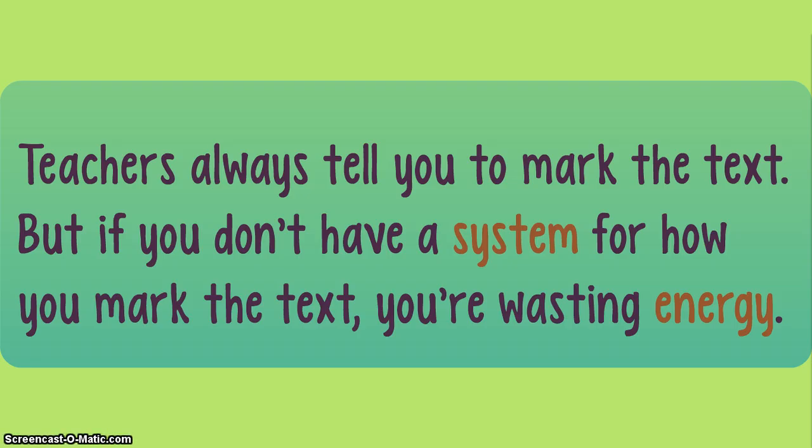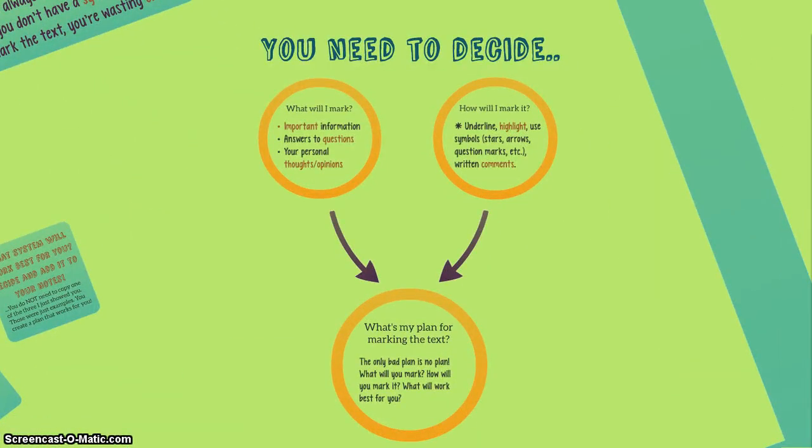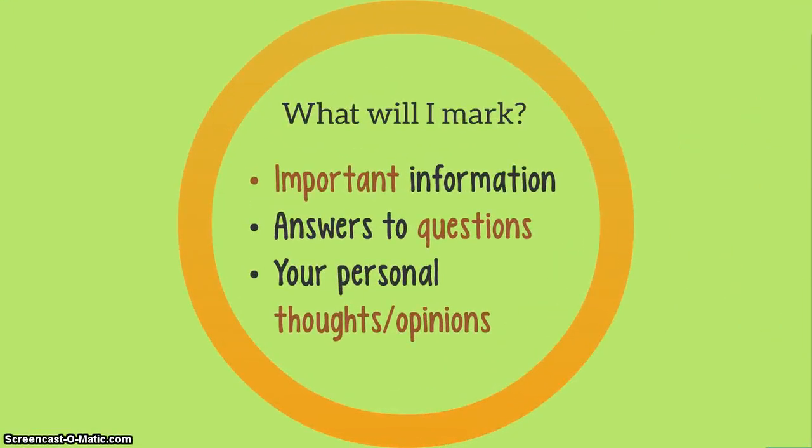So when you think about coming up with a plan for this, there are two things you've got to keep in mind. You've got to think about what you are going to mark and how you are going to mark it. When it comes to what you're going to mark, there are a couple of different options. This is all just giving you the different options that are available. You don't have to do all of these. You can do one of them, you can do all of them.